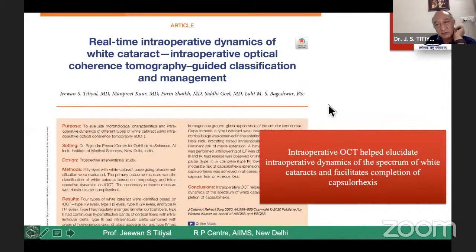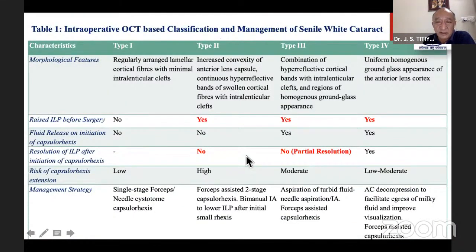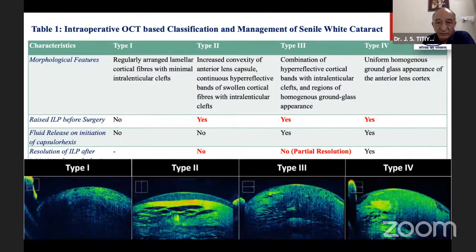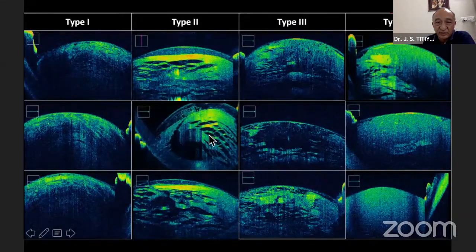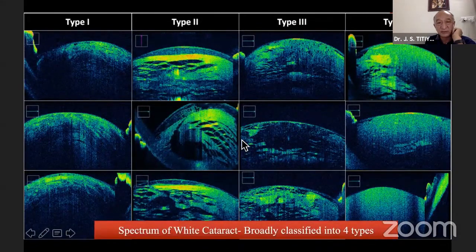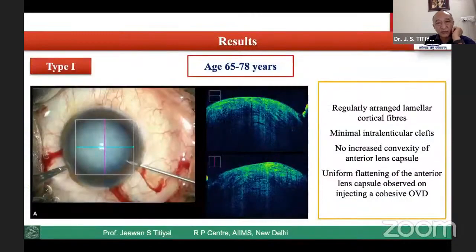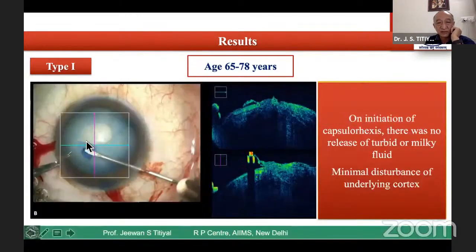Other area we talked about the difficult case scenarios like a white cataract, where we could classify the white cataracts on the table based on images which we could pick up. So these are various range of images which can be picked up, spectrum of white cataracts, which we deal with routinely in all difficult cases. So this is a type 1 where you have regularly arranged lamellar cortical fibers and minimal intralenticular clefts. So this is a simple case where you can do a nice capsulorhexis without fearing the rhexis getting extended into periphery.